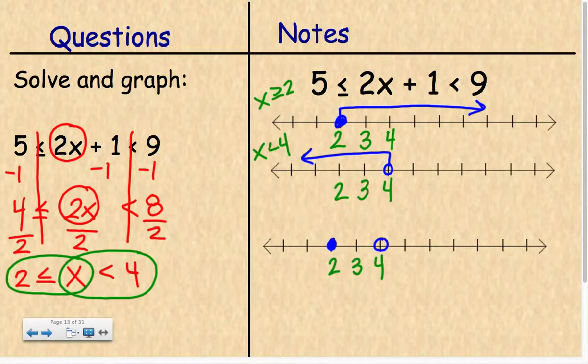Numbers that are shaded on both are 2 and 3. 4 isn't shaded on both, it's only shaded on the top one, so that's why it's an open circle. It's not shaded there, it's open, it doesn't include that point.